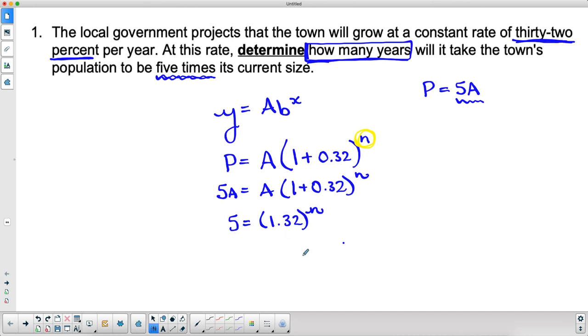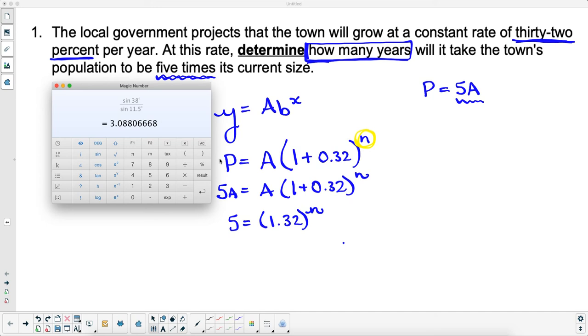Now at this point, this is a bit of a guessing game. So you're going to take your calculator out and you're going to do a little bit of a guess and check to figure out how long it takes you to get to 5. If I pull my calculator up, I'm going to do 1.32 and click an exponent of, let's try 10 to start with. Now, when I do that, 1.32 to the 10 is 16.05. So that's way too much.